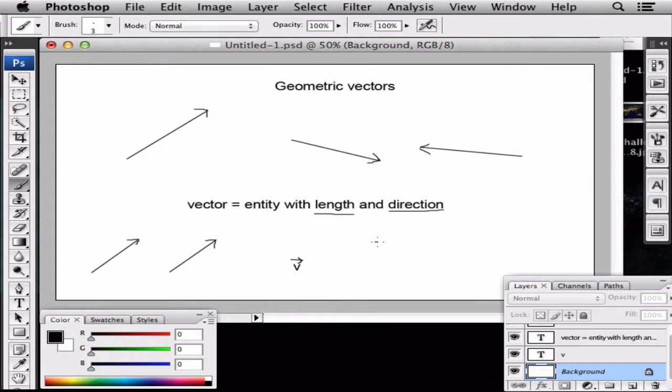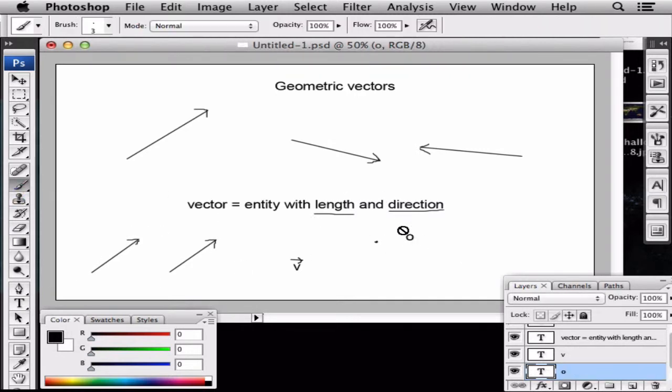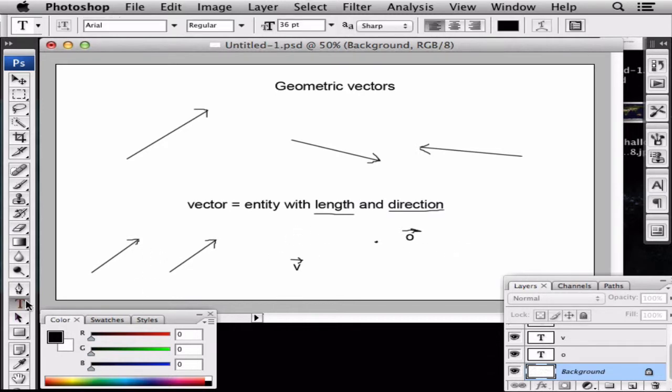And then we have some identities. Like now we want to draw a zero-length vector. I'll draw a dot just to have something, but really we shouldn't be able to see it at all. And we call that the zero vector. We can write it like this: 0 or O with a vector notation. Like this. I'm just going to put the word here as well.